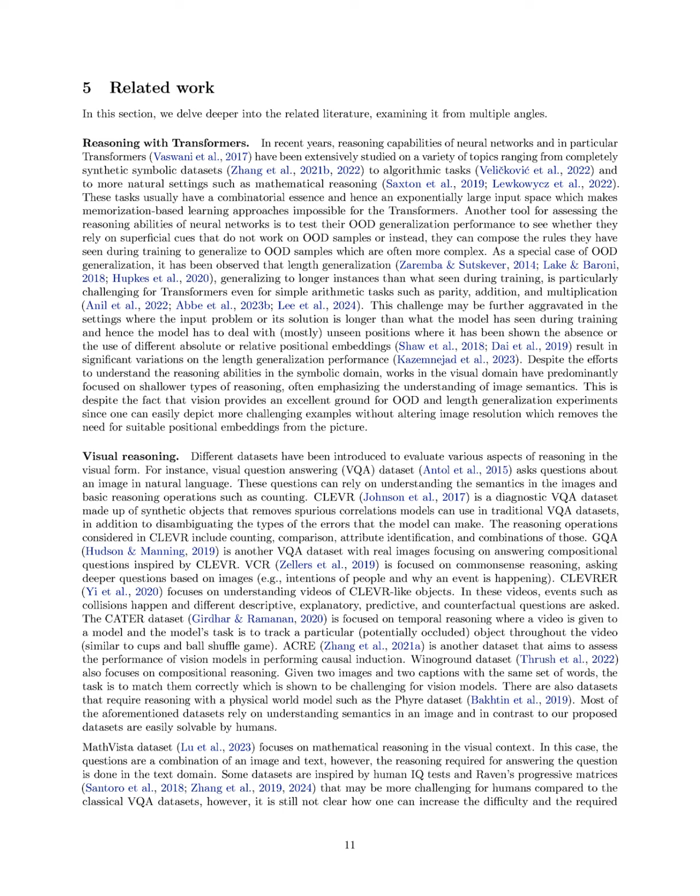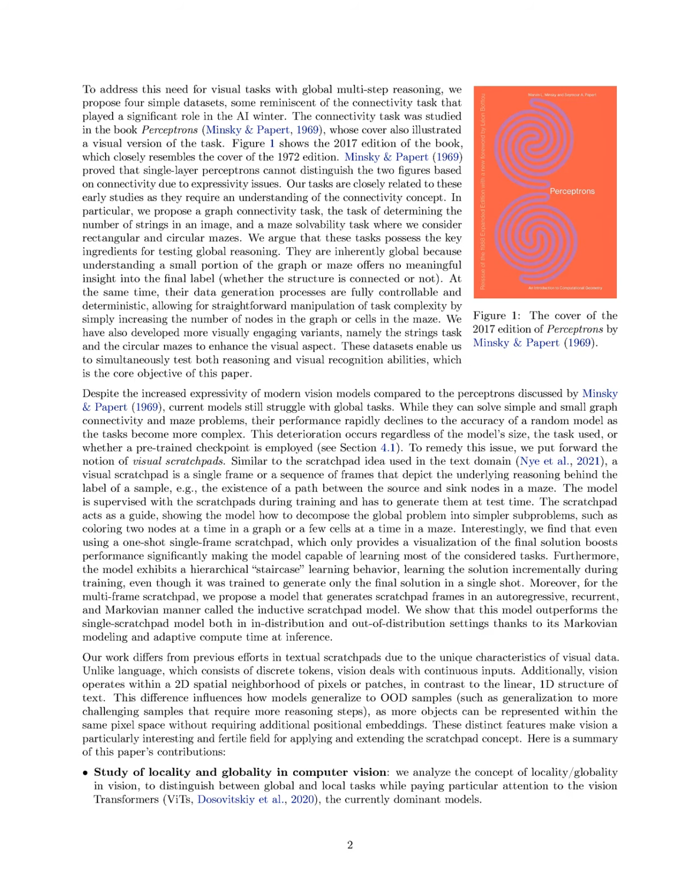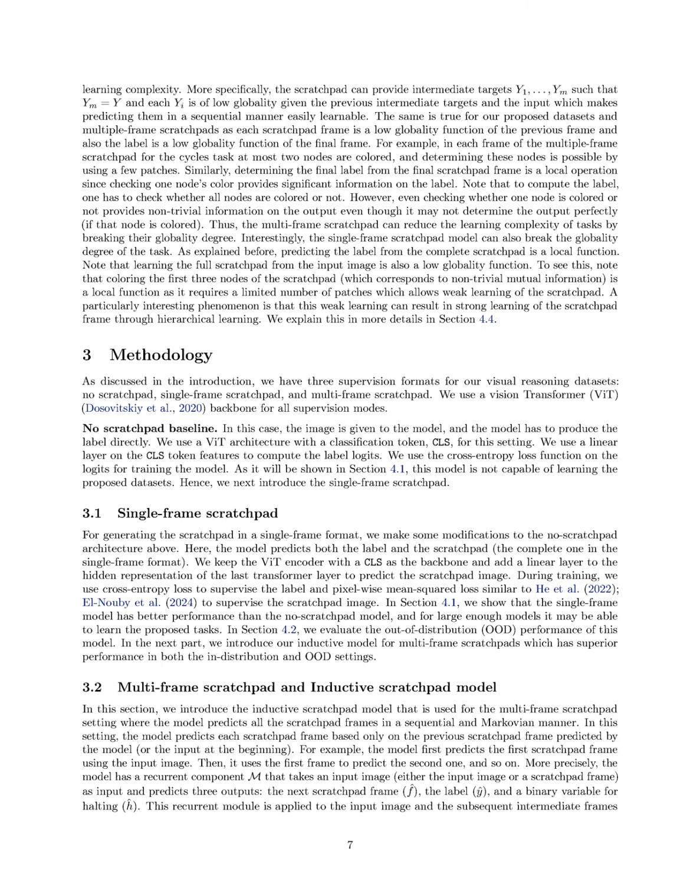The proposed method utilizes visual Scratchpads to facilitate multi-step reasoning in visual tasks by breaking down complex problems into manageable subproblems. Initially, the model generates a single-frame Scratchpad that visually represents the reasoning process, such as coloring nodes in a graph or cells in a maze, which helps the model understand the connections necessary to determine the final label. During training, the model learns to predict both the label and the Scratchpad image, using cross-entropy loss for the label and mean-squared loss for the Scratchpad, which enhances its ability to learn from visual data.